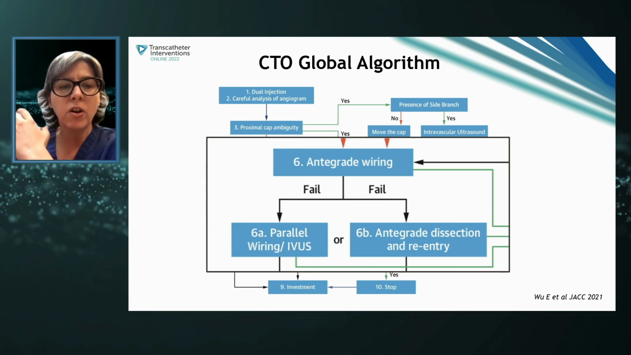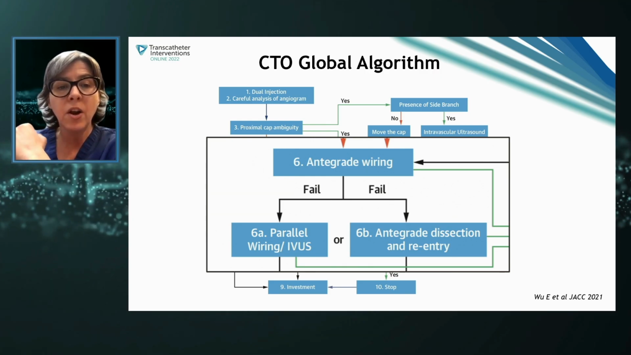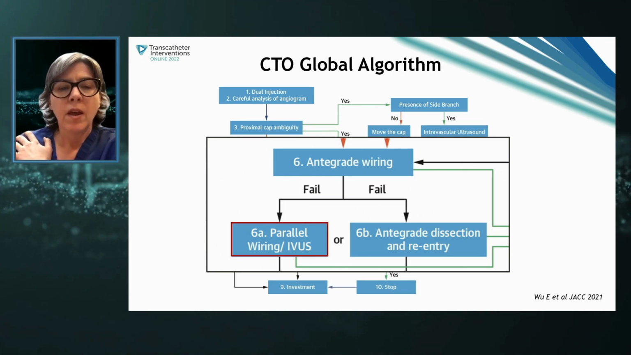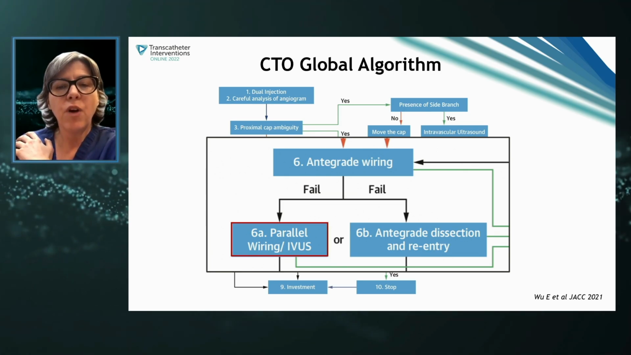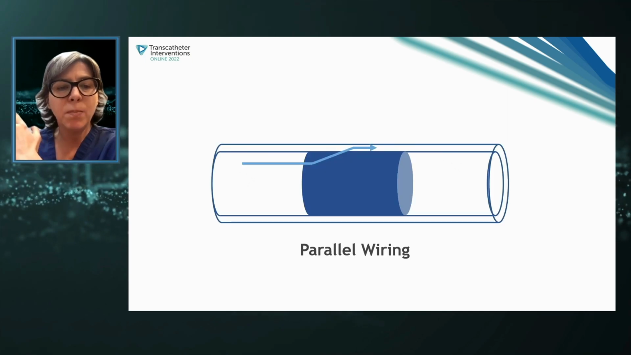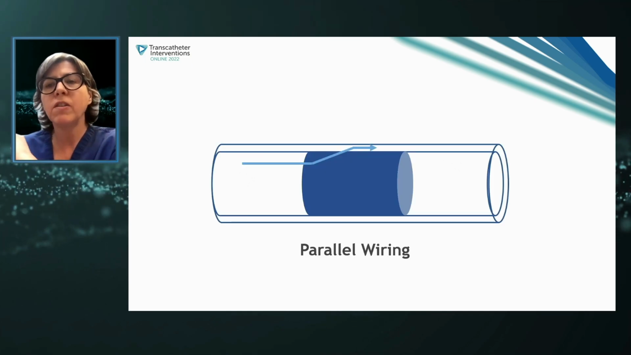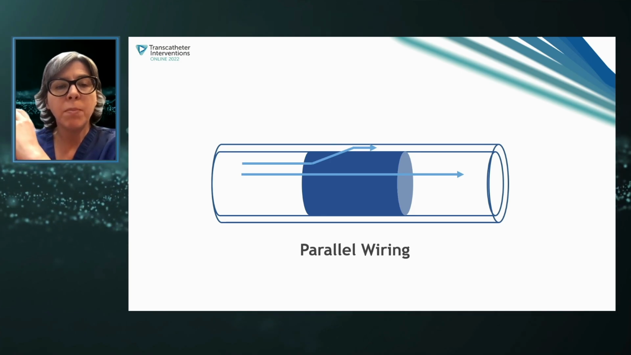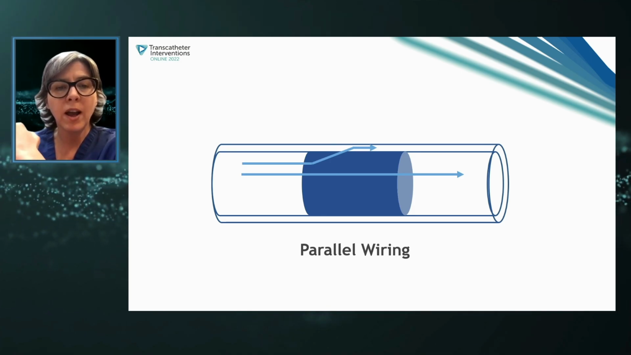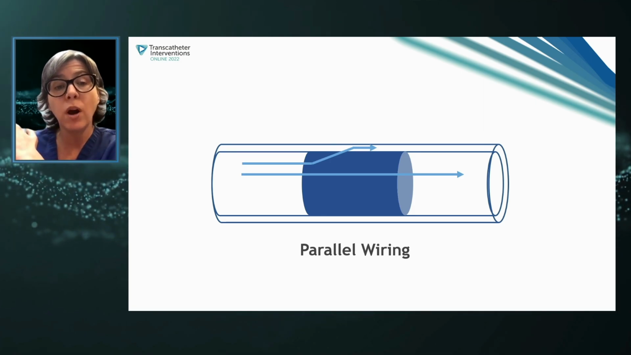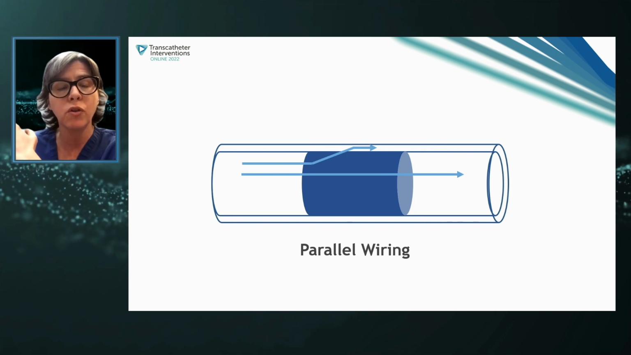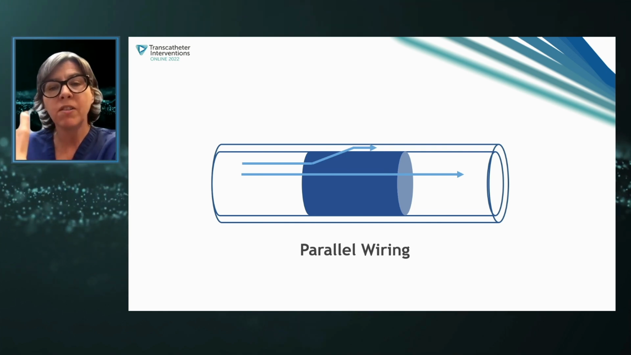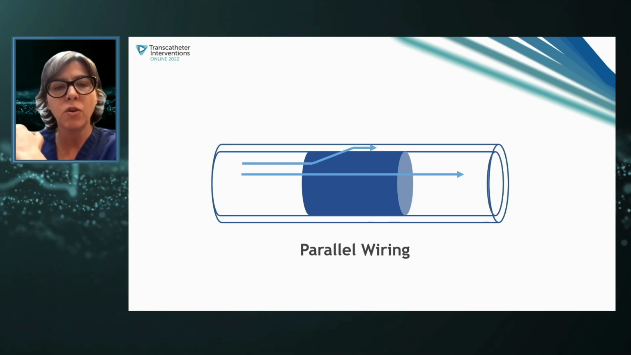So if we start by looking at parallel wiring or IVUS guided wiring, rather than being a novel technique, parallel wiring is one of the oldest CTO PCI techniques. So in the original technique, when you tracked your first wire and it went subintimal, you left that wire in place as a marker of where not to go, also to occlude that space that you created. You took a second wire parallel to that and tried to cross again.